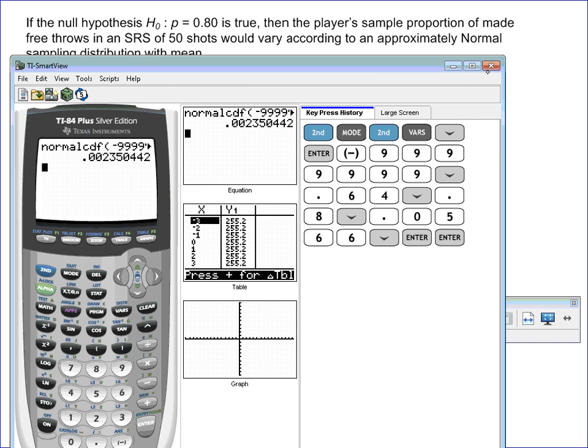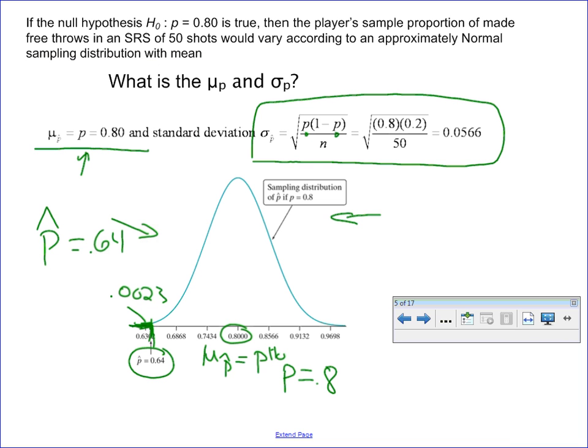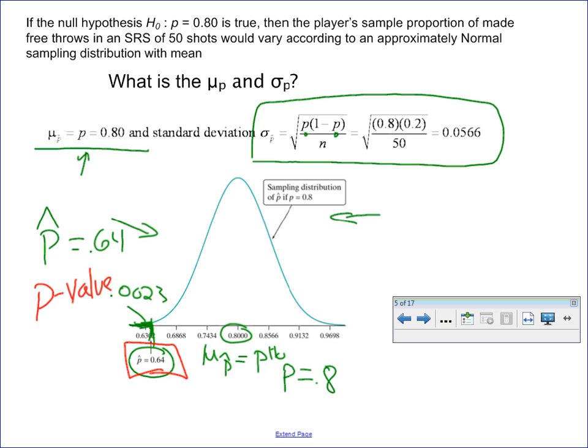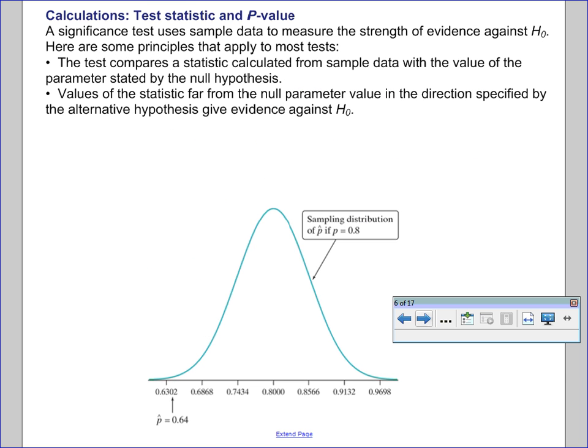What that number is saying is that this is our p-value. Our p-value is the probability that we would get a value of 0.64 or lower in a random sample of 50 shots in a population where the true proportion is 0.8. And the chances of that are very low. That p-value is certainly below our baseline alpha of 0.05. So the question is, does this provide convincing evidence?